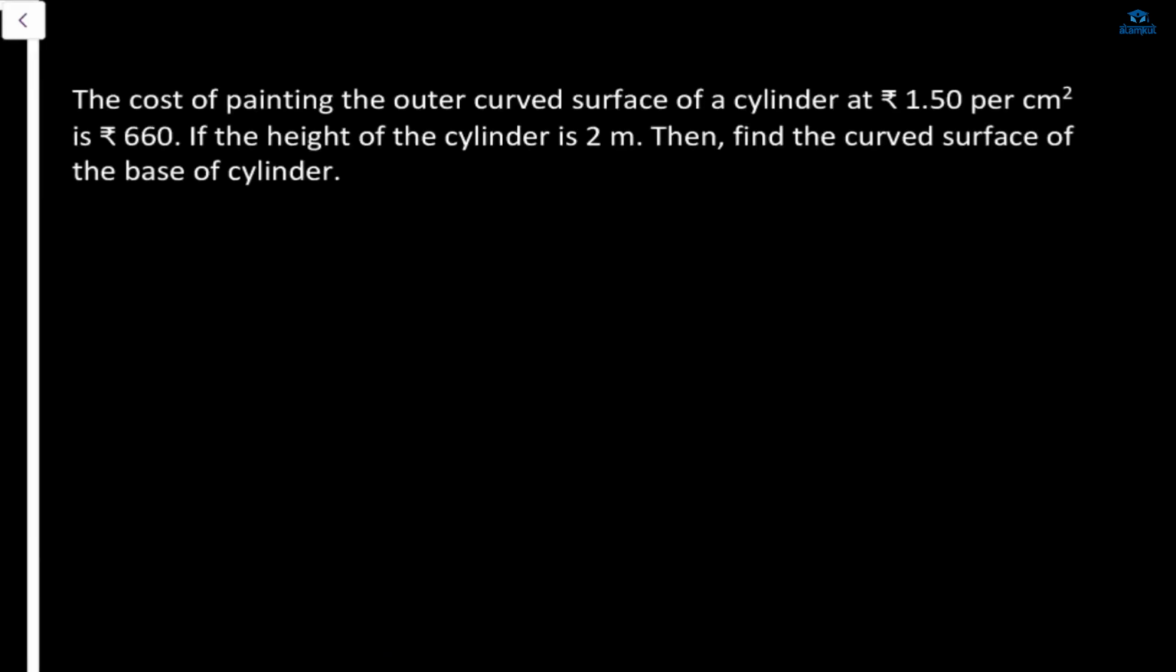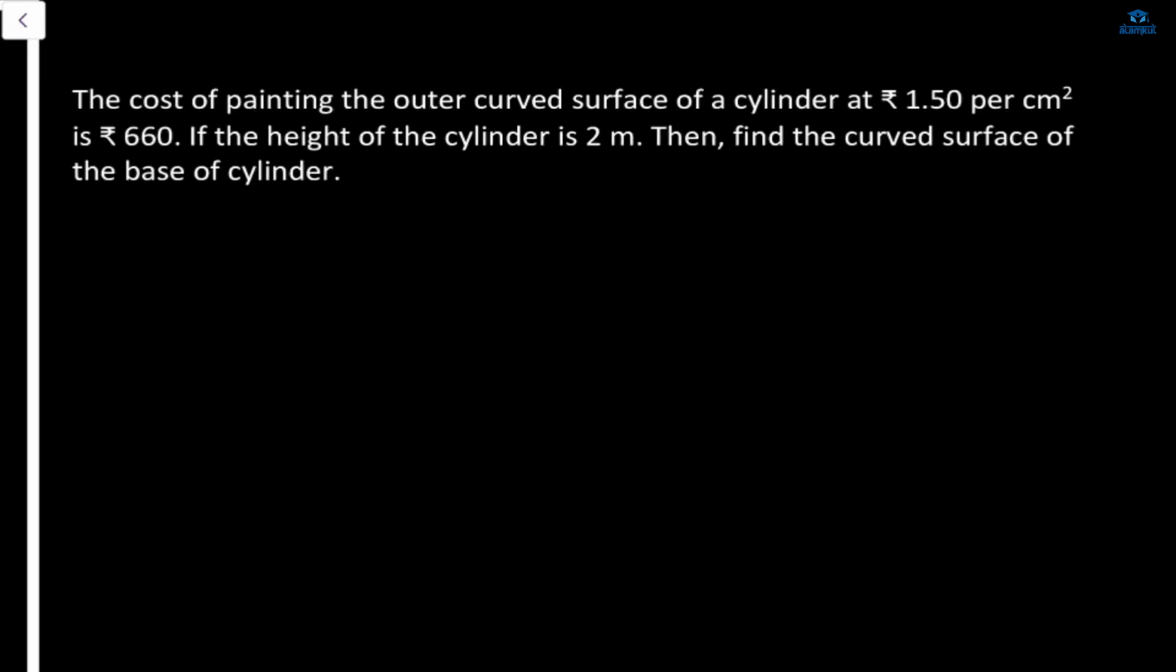Now how can we do this question? The cost of painting the outer curved surface area. Here only the outer curved surface area is painted. The cost of painting the outer curved surface of a cylinder at rupees 1.50 per centimeter square is given as 660. So the total cost or total expenditure for painting the curved surface area of the cylinder is 660. The amount is already given. The total amount is given. You don't need to find it out.